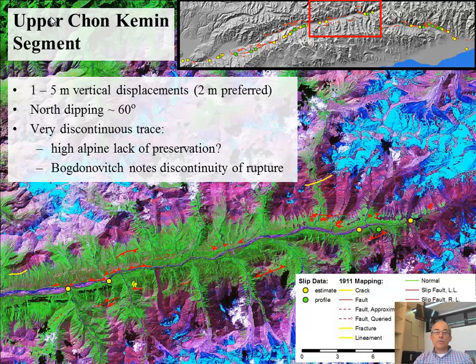So then we went to Upper Chon Kimin, and here it's a higher alpine environment, mountains, and so the geomorphic processes are very rapid, and they erase most of the scarps. So that's why you see more discontinuous evidence of cracking. The main trace we think is still on this side, but it's really hard to do much in here.